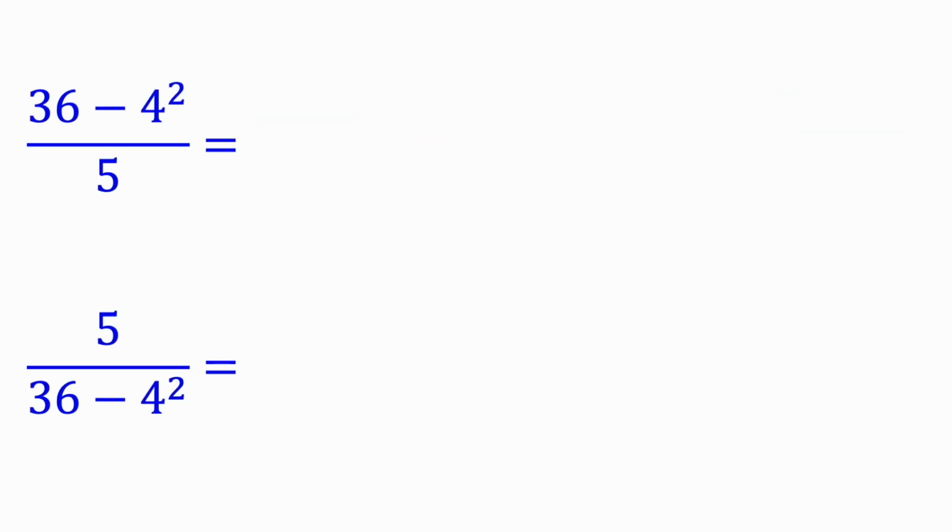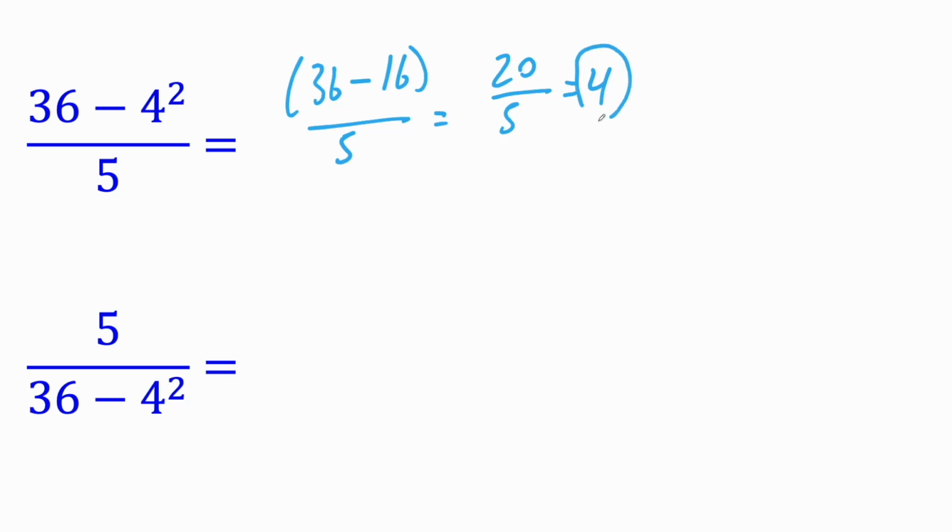Now we'll do another example to really highlight this point. So parentheses 36 minus 4 squared, which is 16, so minus 16, close parentheses, divided by 5, is equal to 36 minus 16, which is 20. 20 divided by 5 is equal to 4. And so 4 is our final answer.